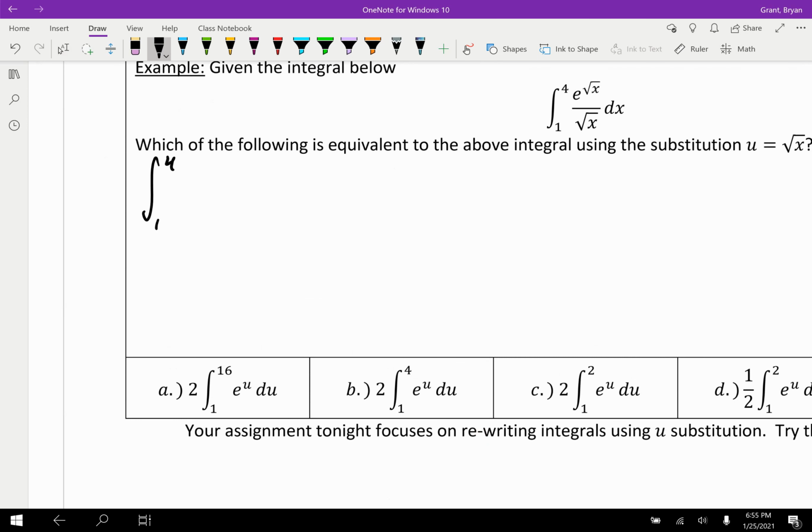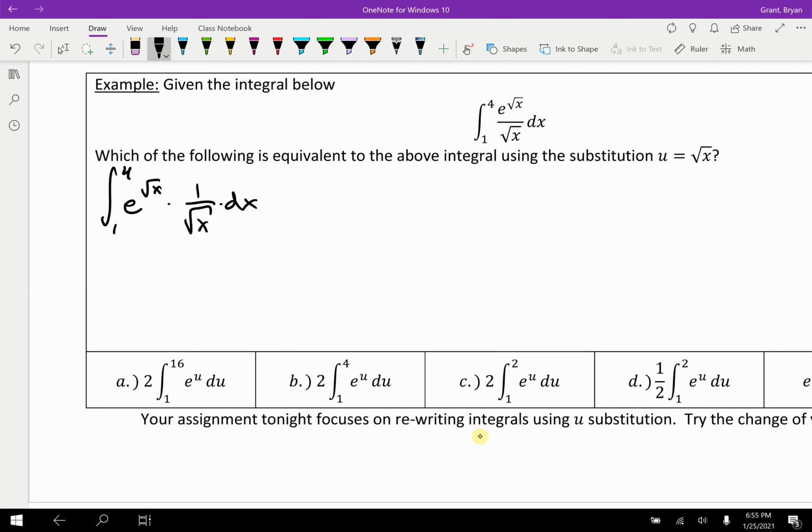From 1 to 4, and then I'm going to rewrite this, as I've done a few times now, as e to the square root of x times 1 divided by the square root of x dx. And the reason I'm thinking of that is because I'm pretty comfortable with the derivative of the square root. I know when you do the derivative of the 1/2 power, it's going to become a negative 1/2 power, which moves it to the denominator. So I'm gambling on this derivative matching something over here, whereas this u substitution matches something over here.